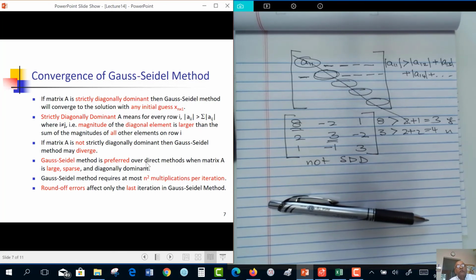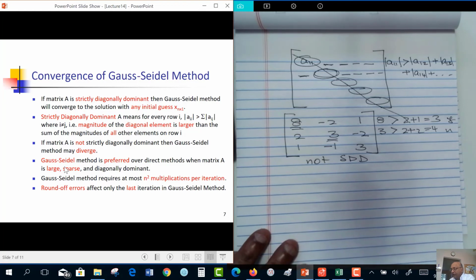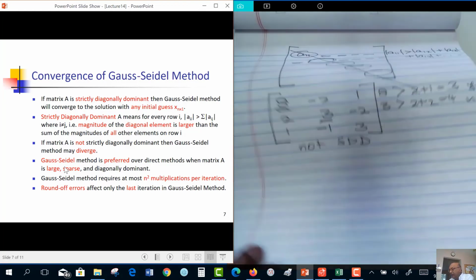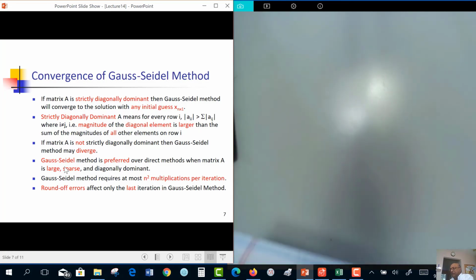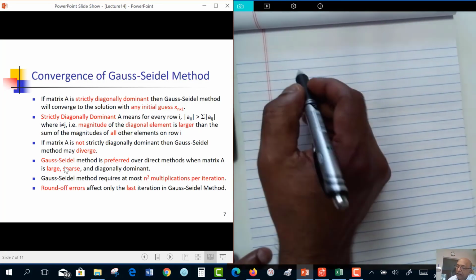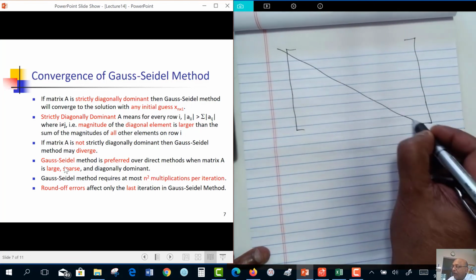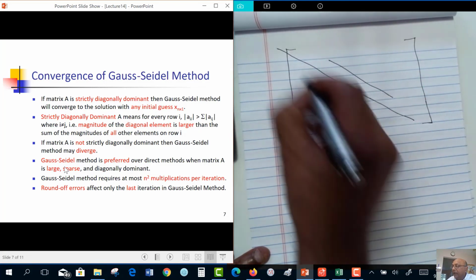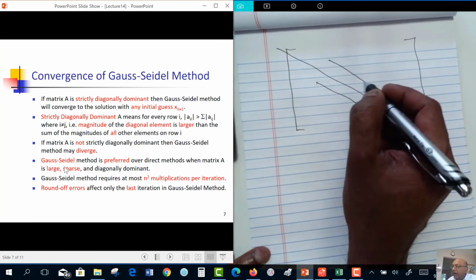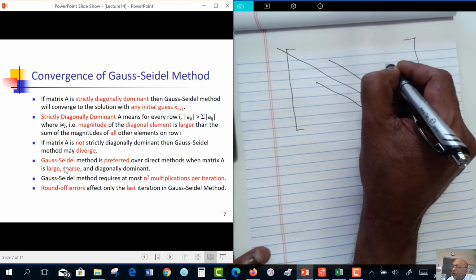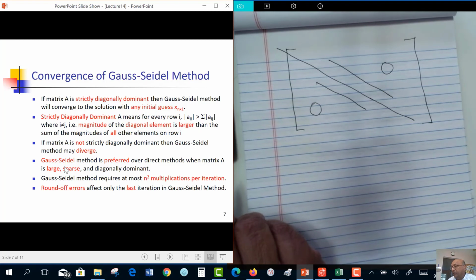Now, Gauss-Seidel is a preferred method over direct methods even when matrix A is large, N is very large in size. Think about hundreds or millions. Sparse means the matrix has a lot of zeros. Fortunately, it turns out that most of our engineering problems when we model that result in large matrices are what are called banded matrices, meaning a diagonal and possibly one diagonal on either side are non-zero, but rest of the entries are zero.